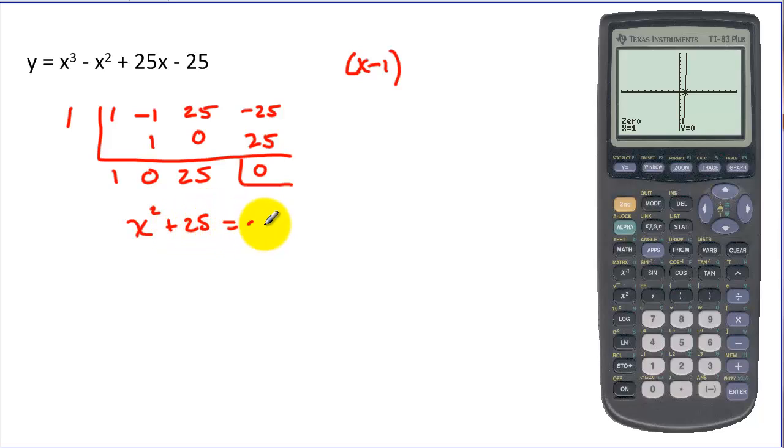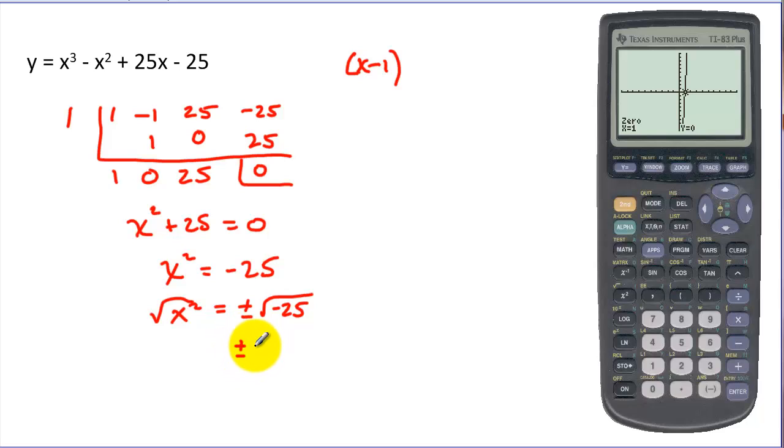And if we want to find the zeros, we set that equal to 0. And we can solve this one using square roots. Square root both sides. Remember your plus or minus. Now since we have a negative under the square root, we know we're going to get a complex number, an i. And the square root of 25 is 5, so we've got plus or minus 5i. So all of our zeros are 1, positive 5i, and negative 5i. So we have, again, a cubic with degree 3 and 3 zeros.